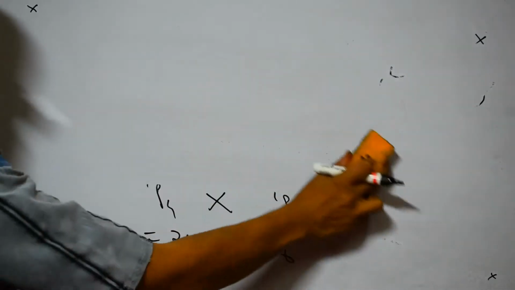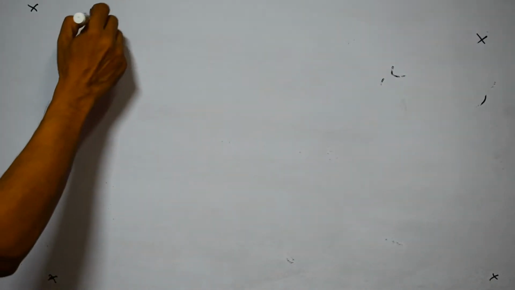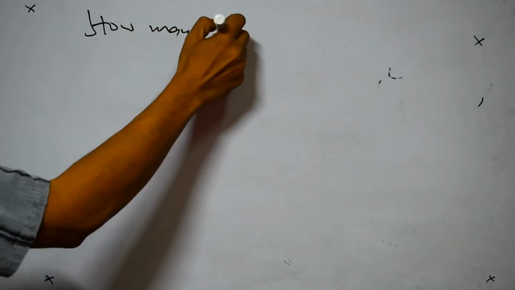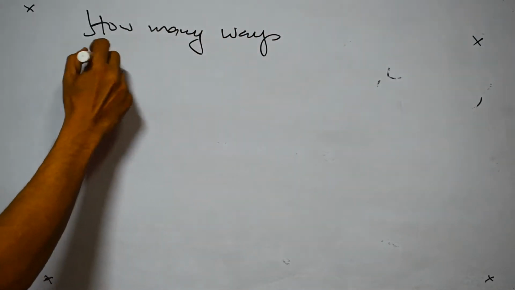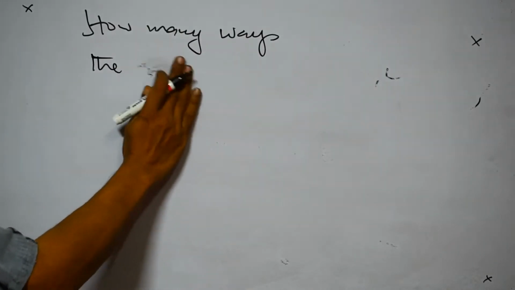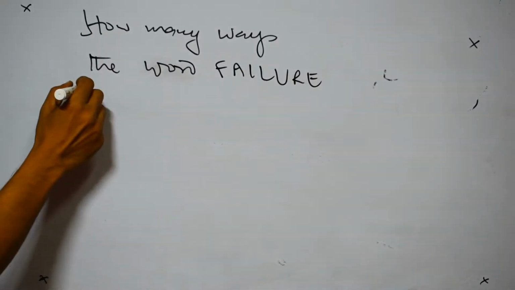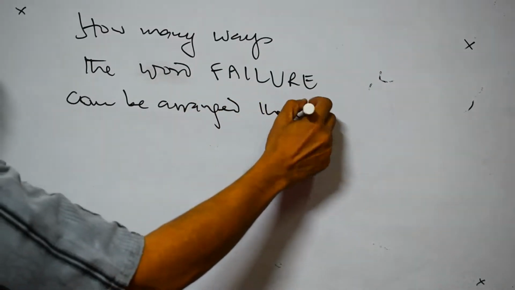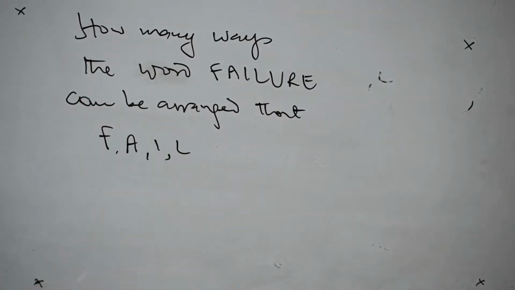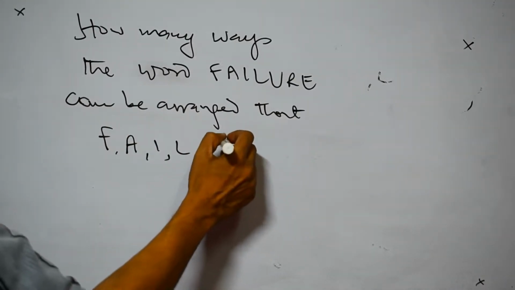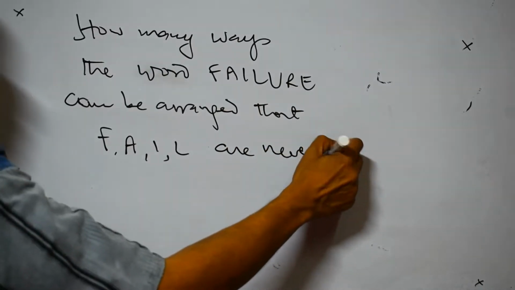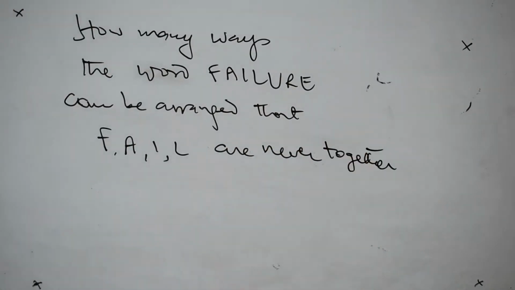But if I discuss how many ways the word failure can be arranged so that F, A, I, L are never together, again we are discussing the same way. In the previous example we discussed that these 4 letters are always together. Now we are going to discuss that they are not together, never together.